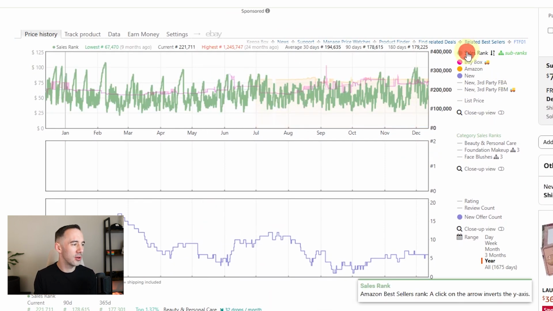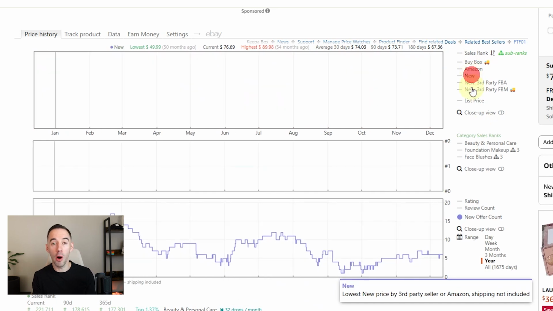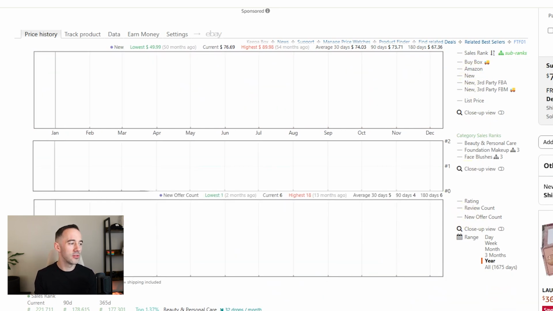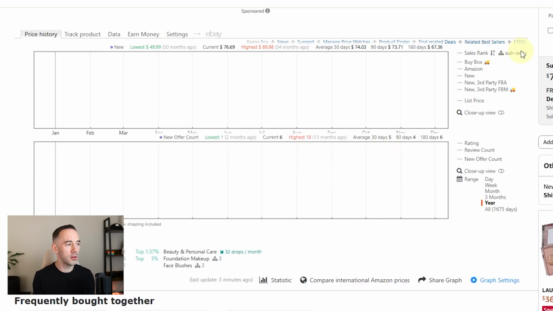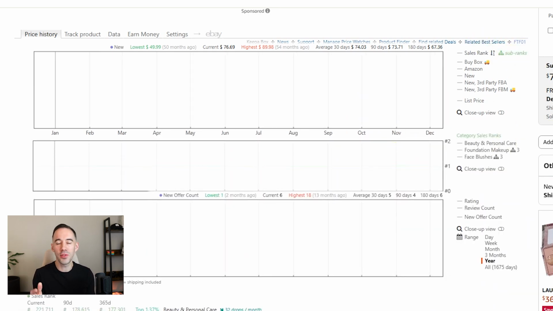What I'm going to do is click on these little boxes and turn off everything that we're currently seeing so we can start fresh. So right now you're looking at the Keepa data on your Amazon listing. And what you may see is 3 boxes. And if you don't, if you click on here, subranks, it will hide the middle one and turn on that one. So if you don't see 3, that's why.